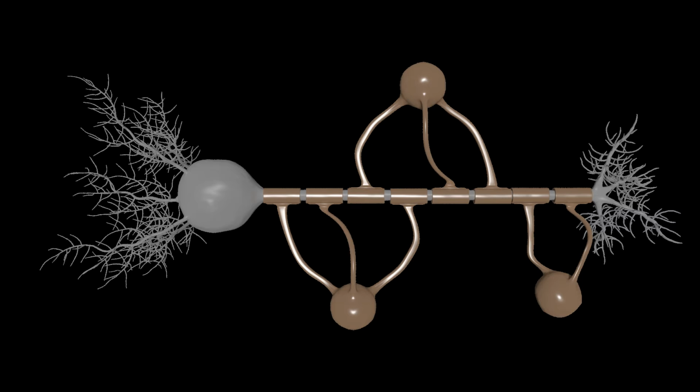What we see here is a typical neuron. It has a soma, or the main body that contains all the organelles, dendrites, which are the branch-like projections at the top of the neuron, and the axon, the long extension that exits the soma.